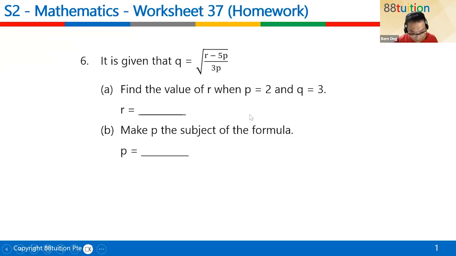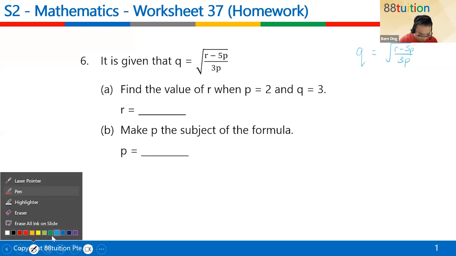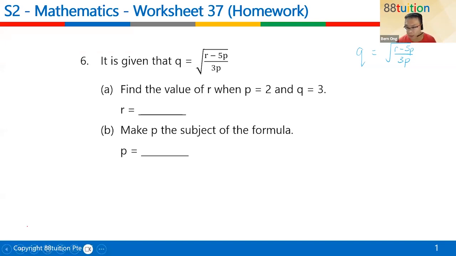Okay, so last week we have this question. It's called making the subject, which is a Sec 2 question. Remember this. It is given that Q is equal to the square root of R minus 5P over 3P. I want to get rid of the square root. So remember what is the neutralizing effect? You try to square both sides. So Q times Q is Q squared, equal to R minus 5P over 3P.